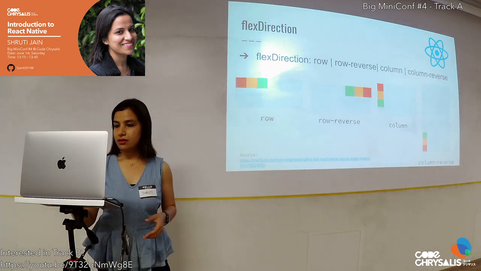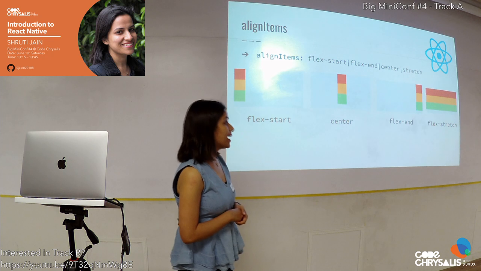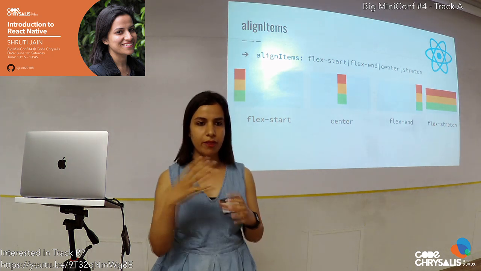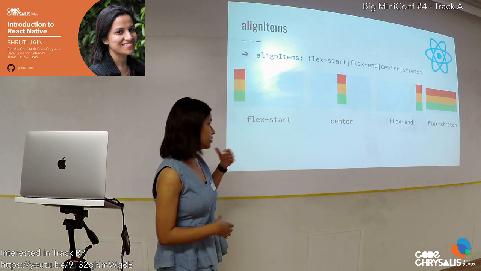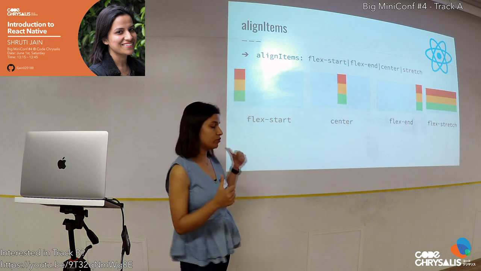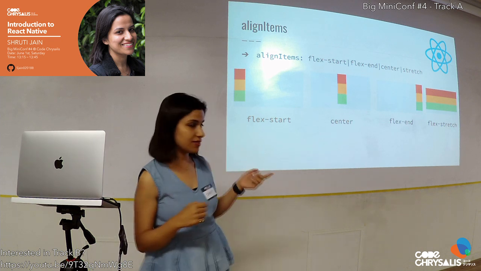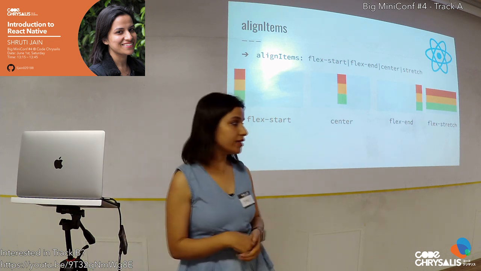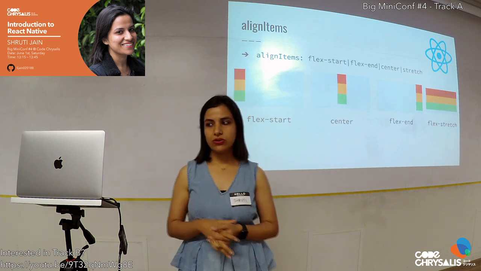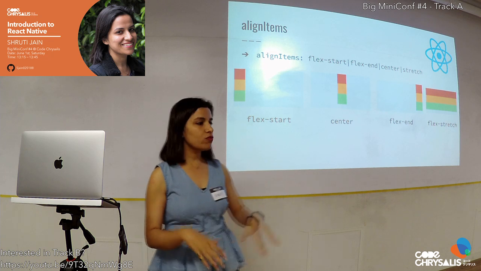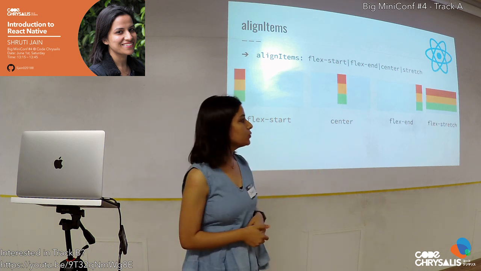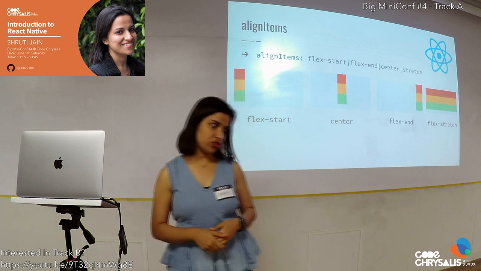Another example is align items: how the components within the parent component should be aligned. Should it be left aligned or right aligned? If you want them to be left aligned, then you can use flex start. If you want them to be on the right, then you can use flex end. If you want them to be center aligned, then you can use center. And if you want them to stretch out to the entire width of the parent component, then you can use stretch.